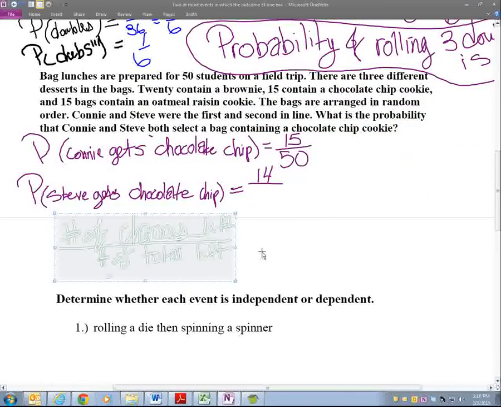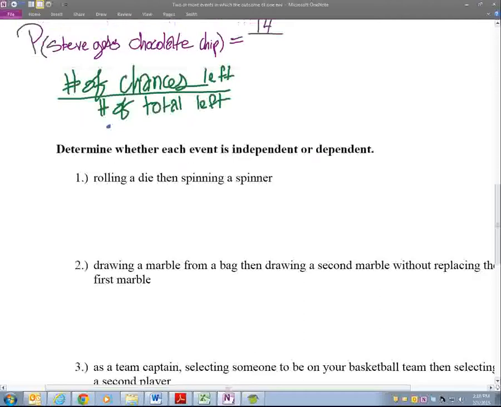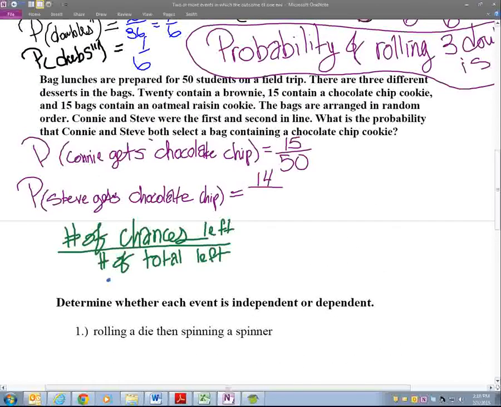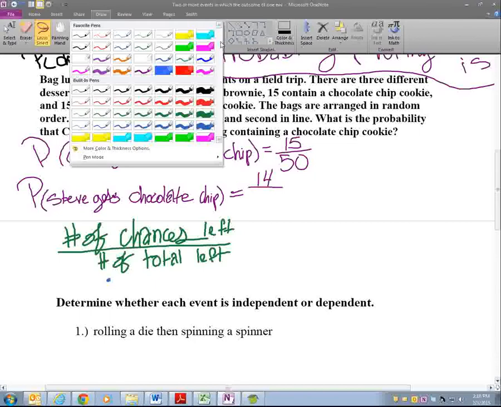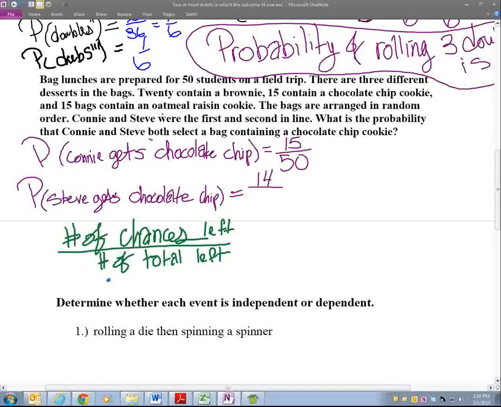Okay, I'm referring back to that there. Number of chances left and number of total left. We had 14 chances. How many are total left? 49. There's only 49 left because Connie's over there munching down, laughing at you as she's eating her chocolate cookie.